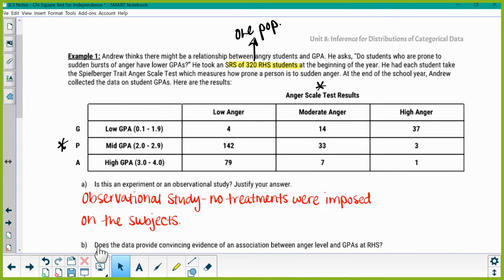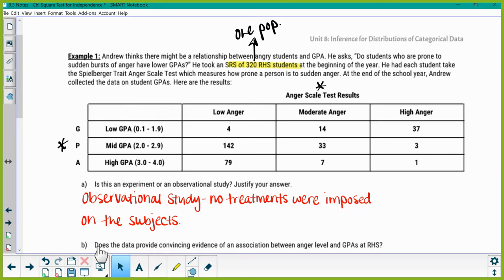Well, Andrew isn't really imposing any treatments on his subjects. He's just asking a survey question. Yes, you are introducing the survey into their life. However, you are just collecting data. This is just an observational study.